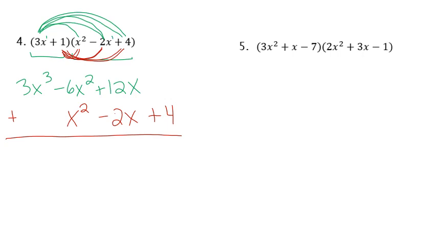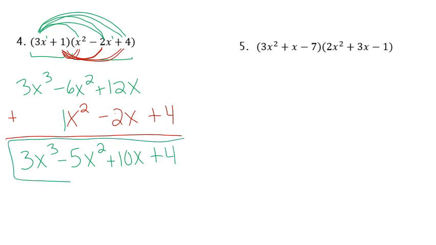So if I add this straight down, I get 3x to the third. This is negative 6 plus 1, so negative 5x squared. 12x plus negative 2 is 10x. And then the 4 doesn't combine with anything. So this would be my final answer. And again, you get the same thing if you wrote it as one long line. It just sometimes saves a little bit of space, and it's easier when you have them all lined up.